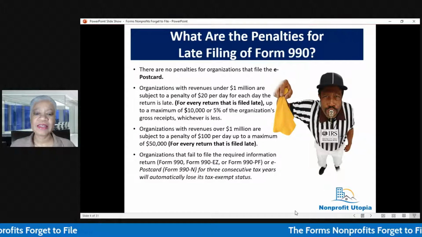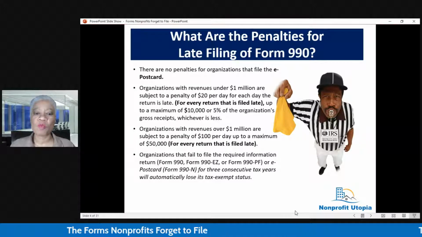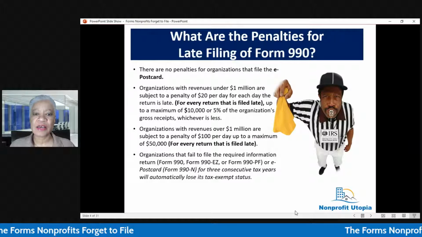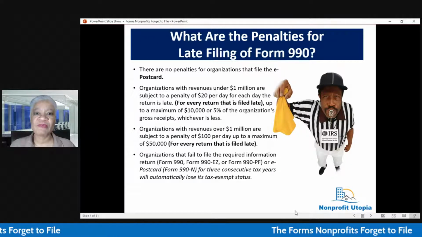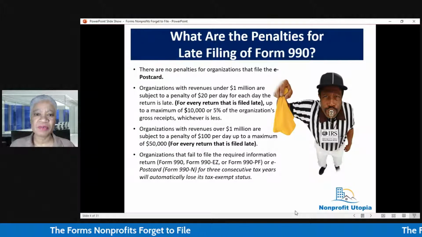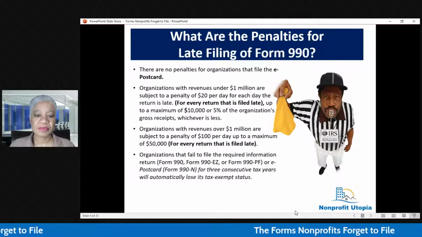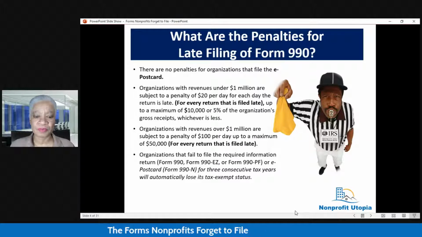Now, if you have an organization that's over $1 million, that penalty is significantly higher. It goes up to $100 a day to a maximum of $50,000 for every return. So just think about that. If you have 3 returns that you didn't do, that can be pretty steep. And again, it's pretty bad if it's just 1 return.